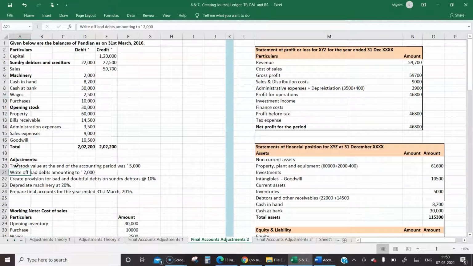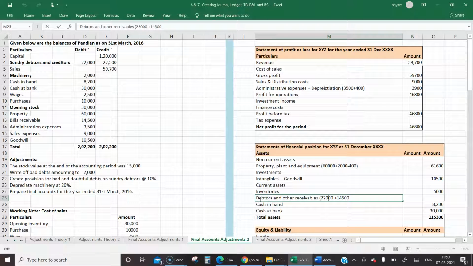We have two more entries. One is write off bad debts amounting to 2,000. So bad debts, first we'll write it off. So we have it here. Better we will take it as a working note. We will take this as a working note and we'll do it.